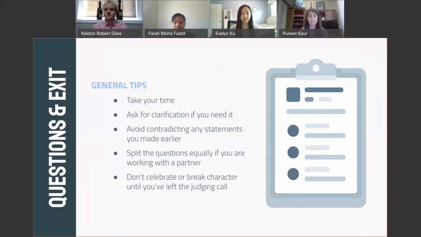And then the other thing is, if you're in a case where you're doing it with a team member, try to split the questions equally, because otherwise it looks like one team member might be more prepared than another, and the team will seem unbalanced.